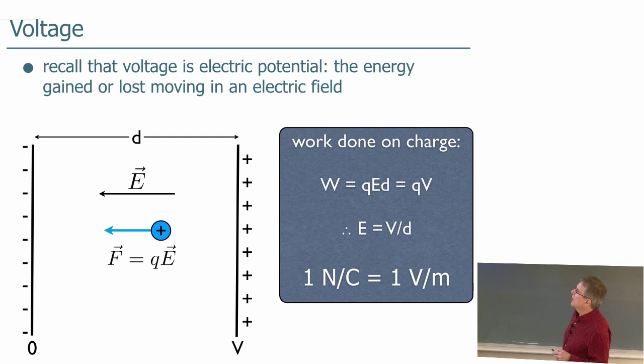If that charge goes all the way from the positive side to the negative side, that's a distance d, then the work that that field does, the force on it, is Q times E times d. Q times E is the force, times distance is the work, and that's equal to Q times V, because that's the total amount of work. The work divided by the charge is the change in electric potential. So therefore, we can write down that E, the electric field, is the voltage difference across this capacitor divided by the distance. So if you have 10 volts over here, 0 volts on the other side, and it's 1 meter, that would be a 10 volt per meter electric field.